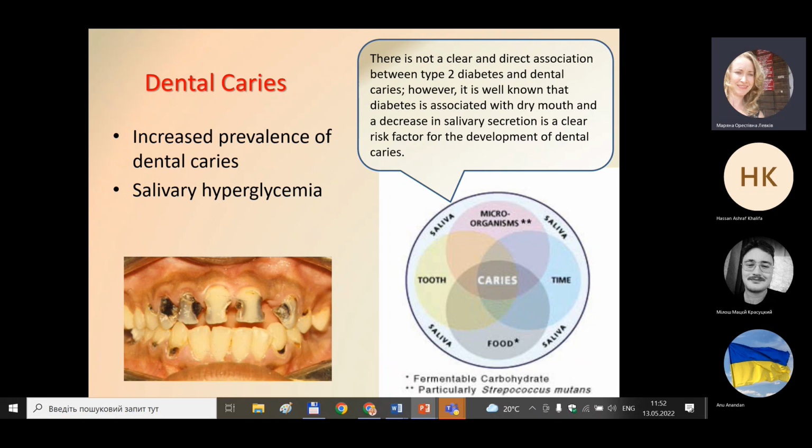So, dental caries. There is not a clear and direct association between type 2 diabetes and dental caries. However, it is well known that diabetes is associated with dry mouth and a decrease in salivary secretion, and it is a clear risk factor for the development of dental caries.